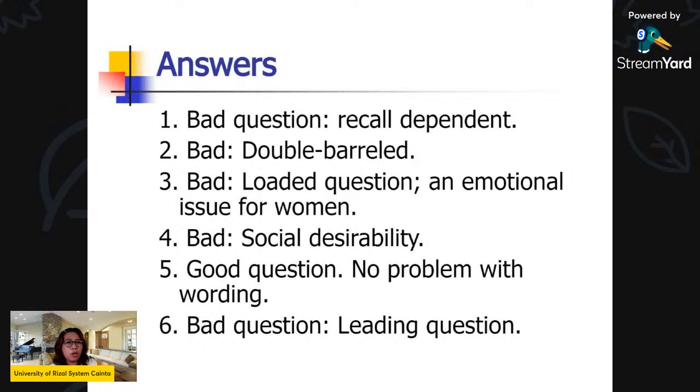Number 1, bad question, recall dependent. Bad. Number 2, bad, double-barreled. Number 3, loaded question, an emotional issue for women. Number 4, bad, social desirability. Number 5, good question, no problem with the wording. And number 6, bad question, leading question.